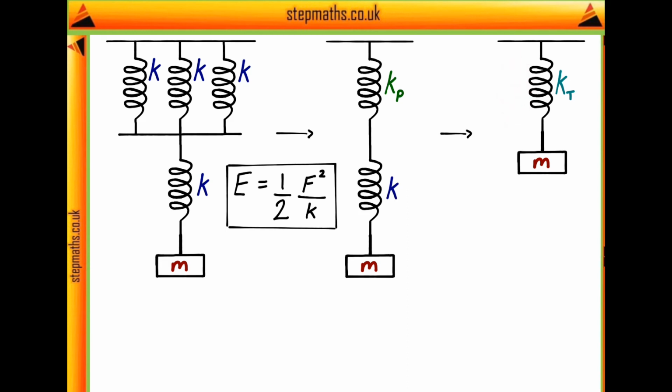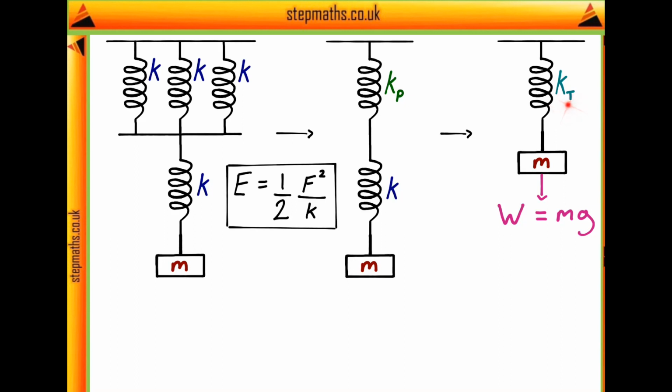But in this single spring system, we still need a force to work out what the elastic potential energy is going to be. So can we think of what this force will be? Well, it's just going to be the weight of our mass, which is going to be given by the magnitude of our mass multiplied by the gravitational field strength, g. So we'll have an expression for force, and we're going to try and find the spring constant of our single spring.